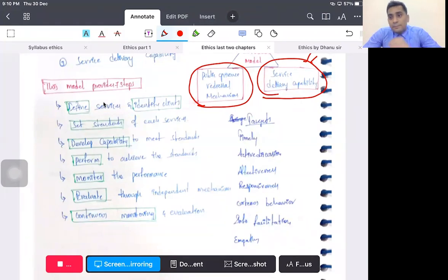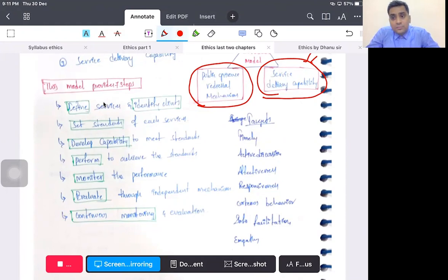Then develop capacity to meet those standards. Setting standards is good, but you should have some infrastructure. Like, set a standard saying that no woman in my constituency or in my Anganwadi constituency should die because of pregnancy. There should not be any maternal deaths. If you are keeping that as a target, and you want to achieve that target, your infrastructure or your capacity should be to that extent only, right? So once you have set that target, develop that capacity to meet the targets.